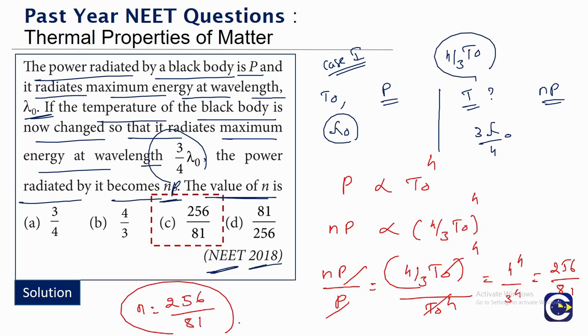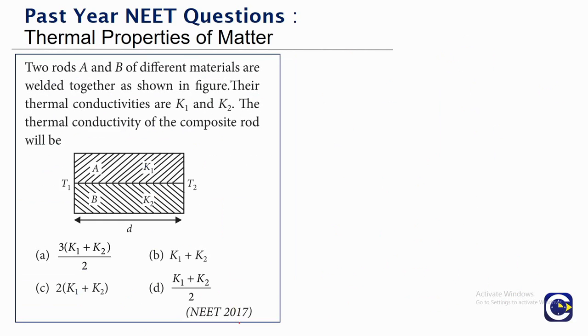That's it. So what did we do here? By using Wien's displacement law, we are able to relate the second case temperature to the first case temperature. They didn't even give us the initial temperature, so we assume it is some T naught. So we get the second case temperature as 4 by 3 times T naught. And Stefan-Boltzmann law says the radiation power is directly proportional to the fourth power of the absolute temperature of the body. So from there we are able to get the N value. This is an important question.